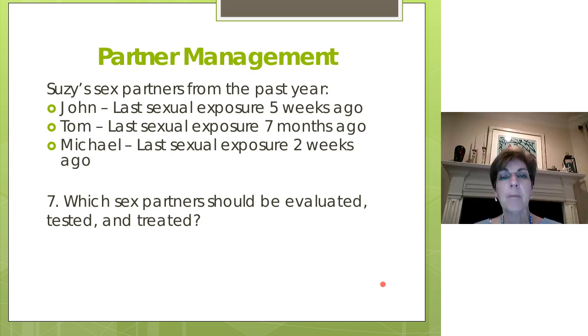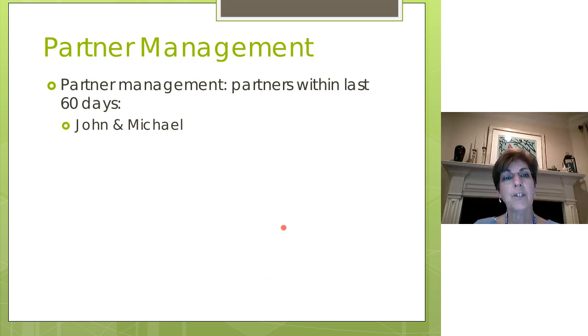Susie's sex partners for the past year: John last exposed 5 weeks ago, Tom last exposed 7 months ago, and Michael last exposed 2 weeks ago. Which ones need to be evaluated, tested, and treated? How many months? Okay, John and Michael. Okay, so we're going to do 60 days. Gonorrhea and chlamydia, you go out 60 days, so John and Michael.